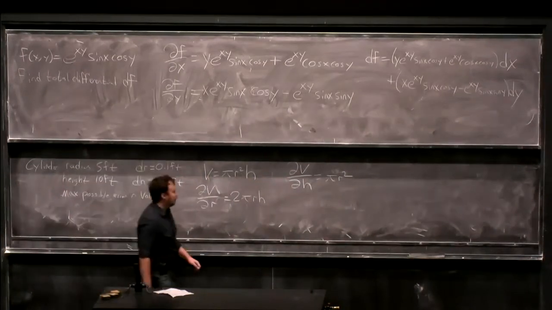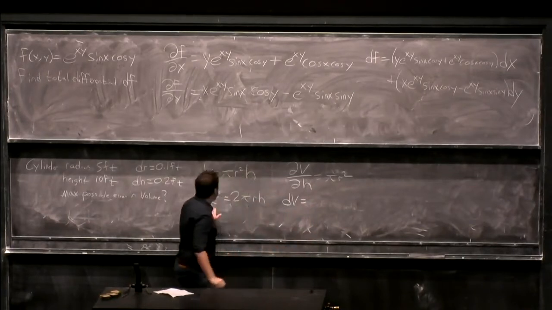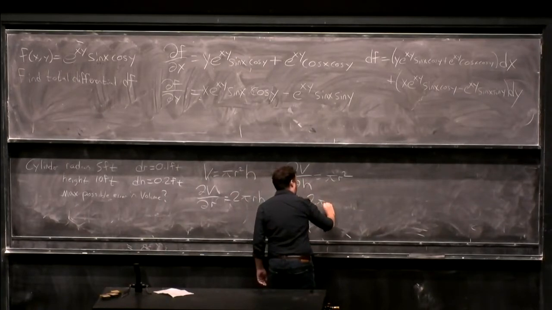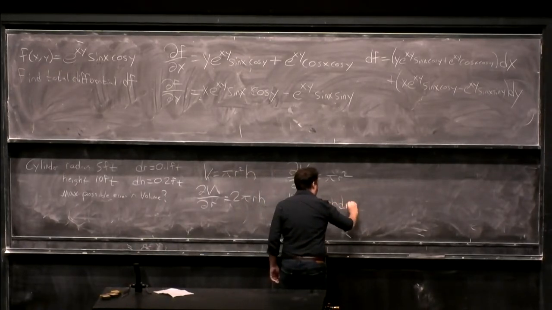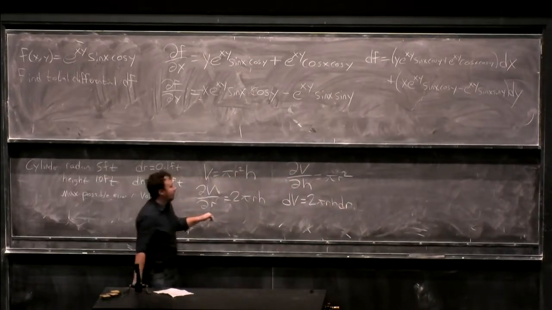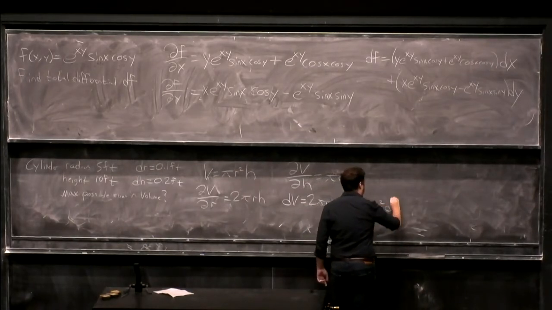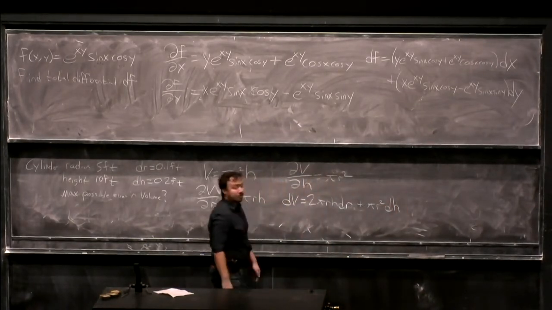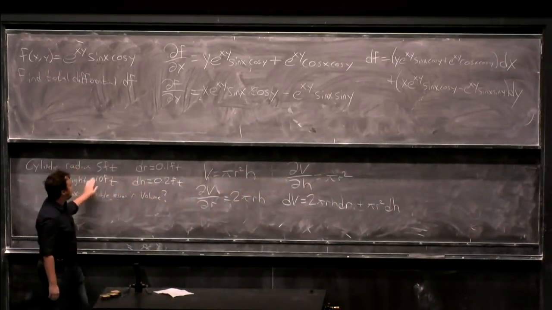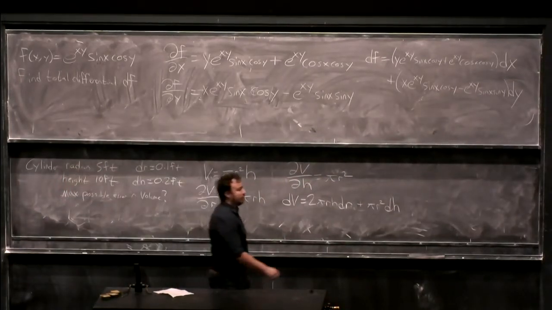So the total differential here, dV, is going to be the r derivative, 2 pi r h, times dr. And then we're going to have the same thing with the h derivative, so we have pi r squared dh. And now since I know r, h, dr, and dh, I can plug all that in and figure out my dV, which is my possible error.